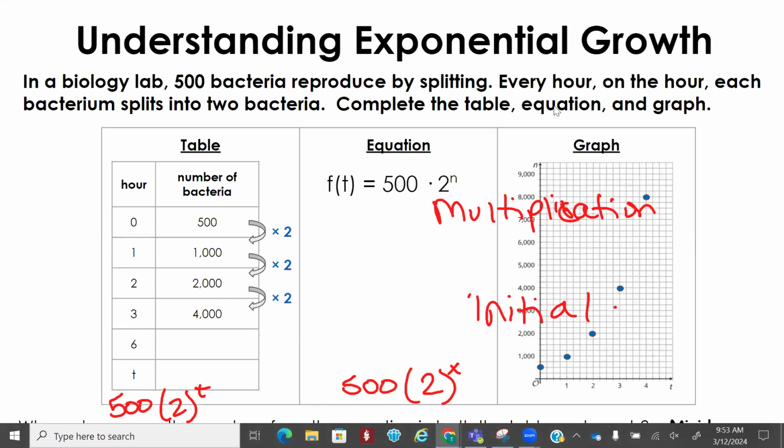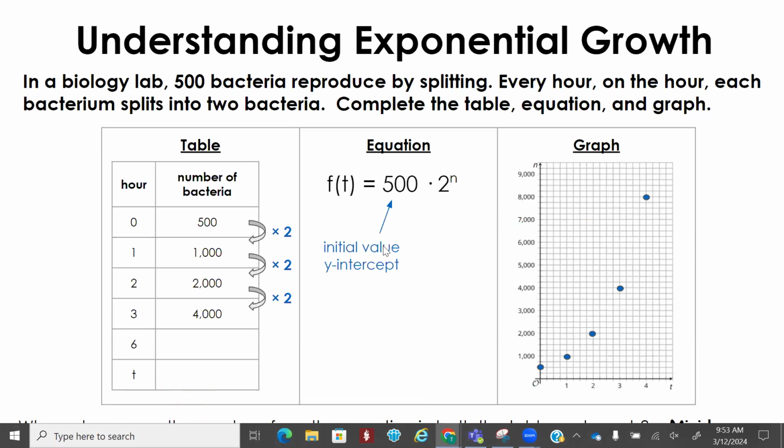Now one thing I do want us to note, and something that I think we struggle with, is that we don't see the table, the equation, and the graph being the same thing, but they are. So even though this table has just a bunch of numbers, it relates to the graph. This 0, 500 is this first point right here. This 1, 1,000 is right here.